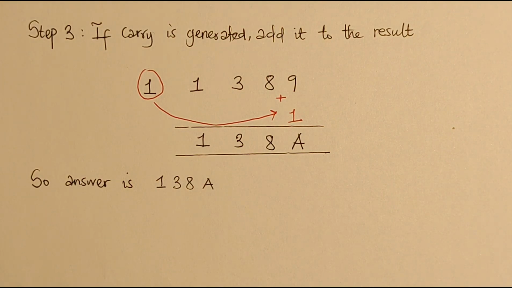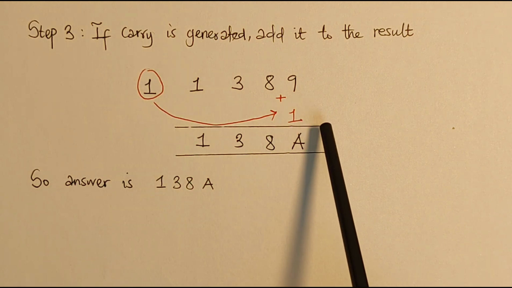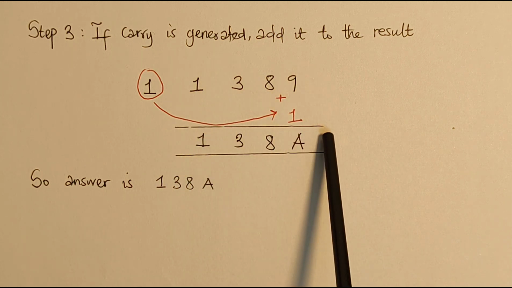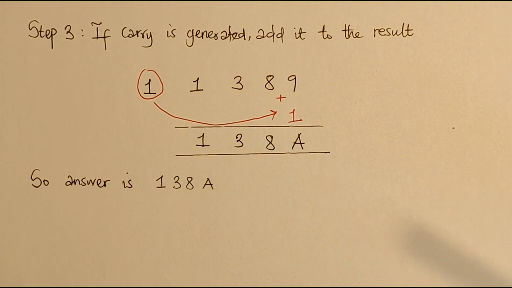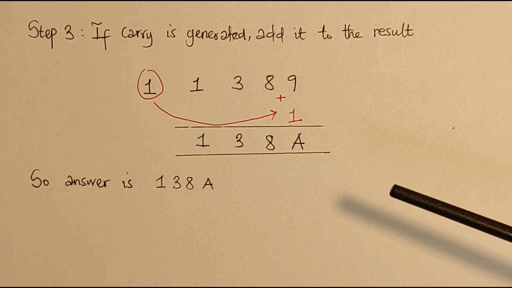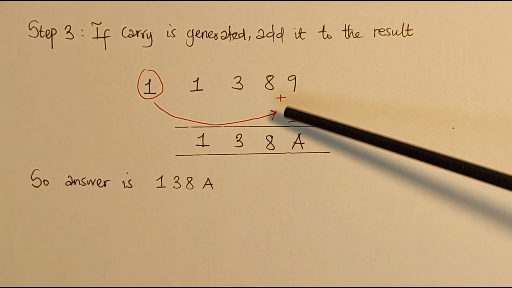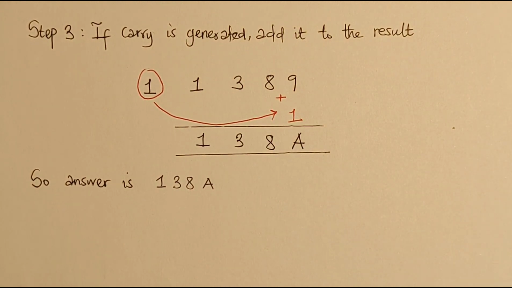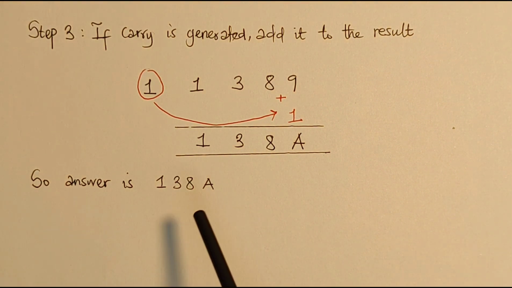This brings us to step 3, which says if carry is generated, add it to the result. So what does that imply? It means I'm going to take this value here. That means we are considering 1389 plus 1. Now 9 plus 1 will be 10. In hexadecimal, it is seen as A. The other digits have nothing more to add, so we have 138. So at the end of the day, the answer will be 138A.